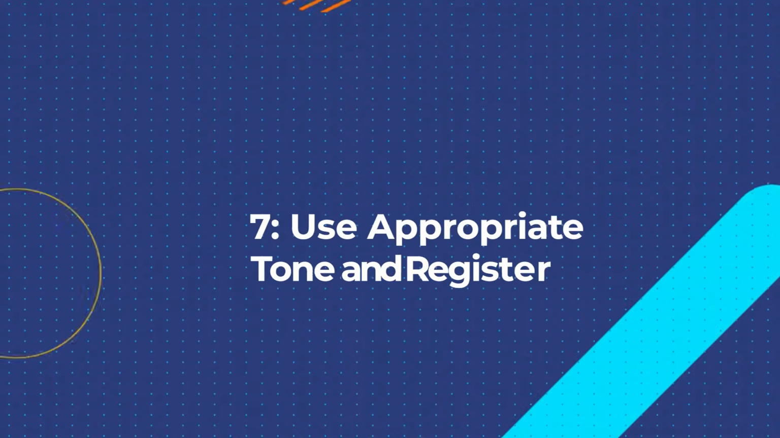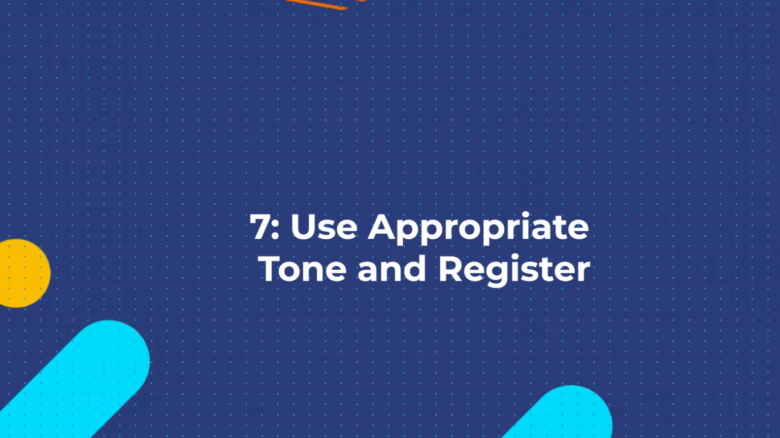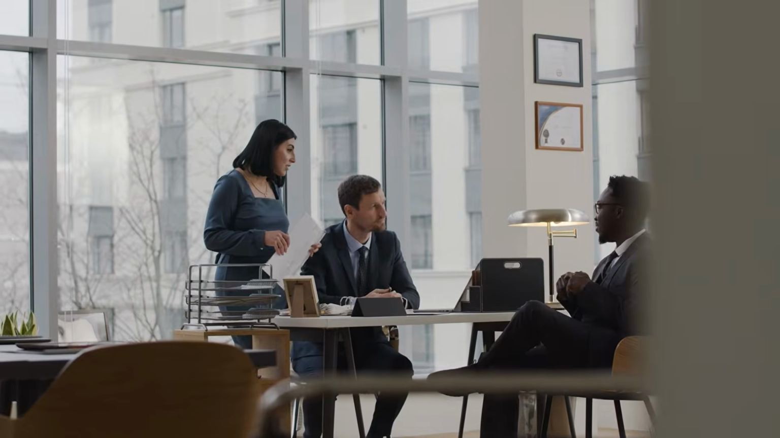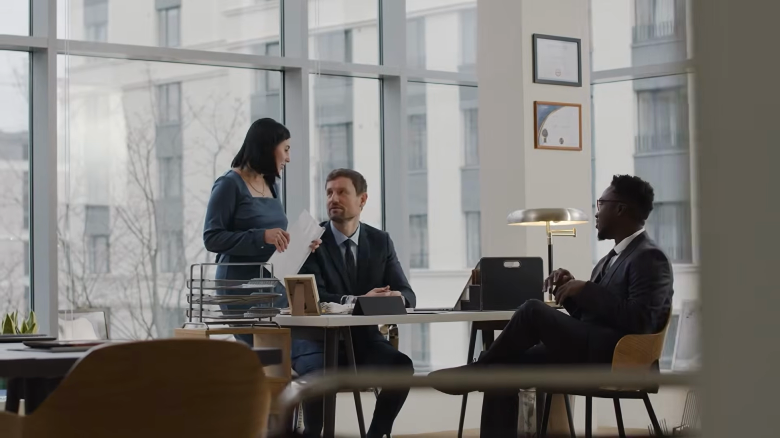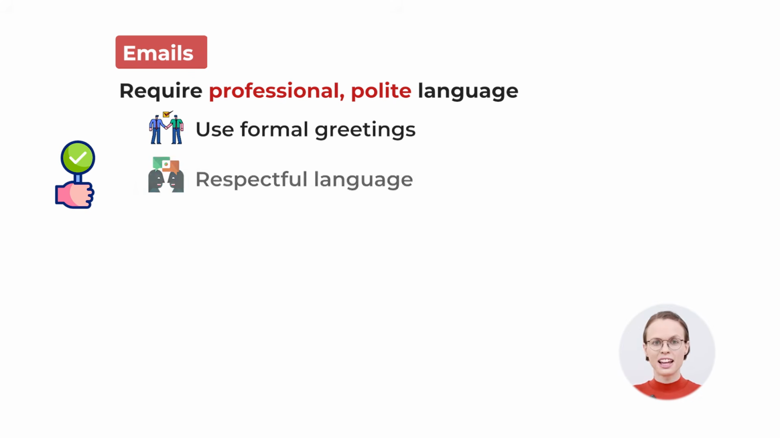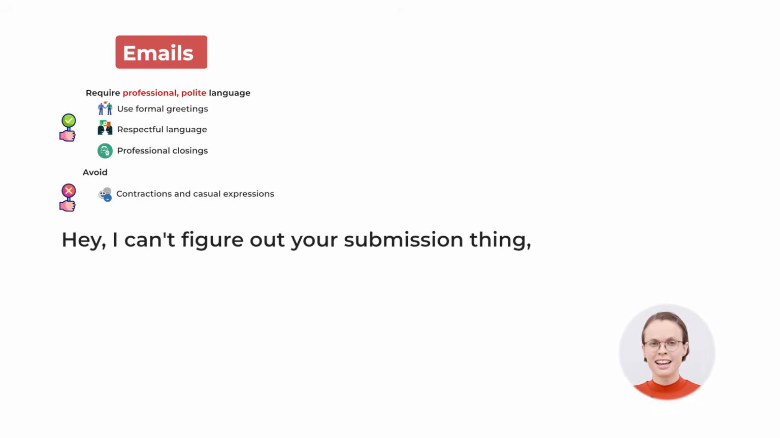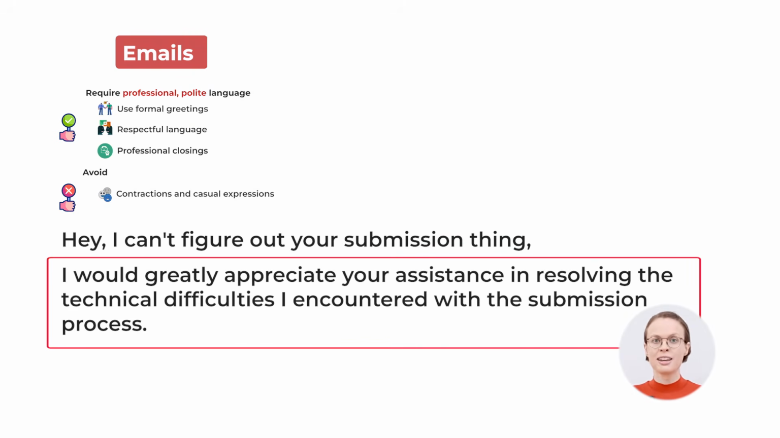Tip number 7 addresses a crucial scoring criterion. Use an appropriate tone and register for each task. Emails require professional, polite language, since you're typically writing to someone in an official capacity. Use formal greetings, respectful language, and professional closings. Avoid contractions and casual expressions. Instead of writing, "Hey, I can't figure out your submission thing," write, "I would greatly appreciate your assistance in resolving the technical difficulties I encountered with the submission process."